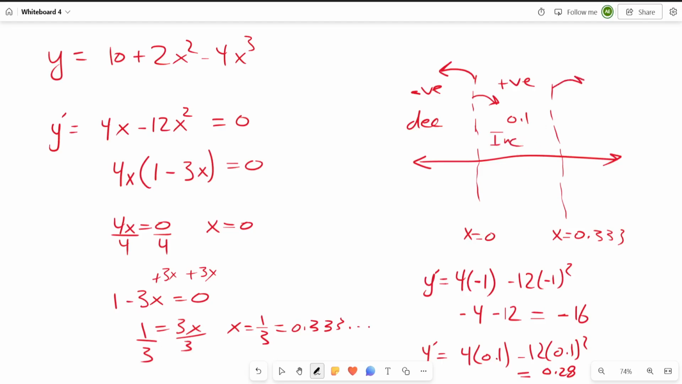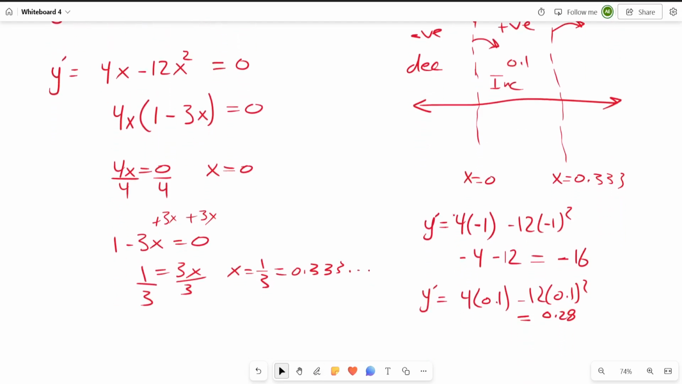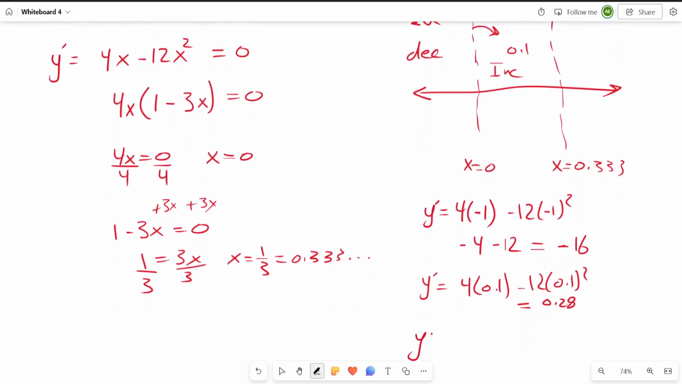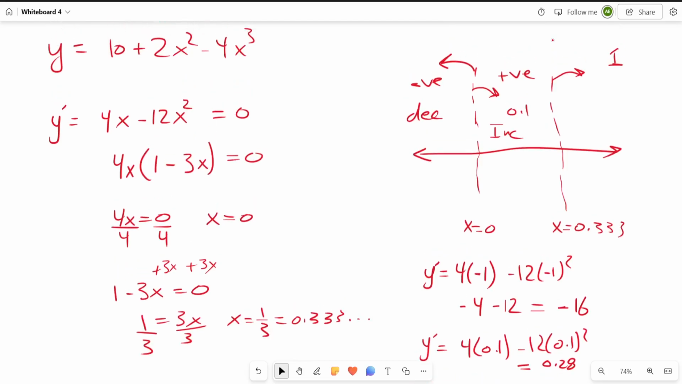And let's test another part, which is to the right of 0.333, and that value could be 1. So y dash equals 4 times 1 minus 12 times 1 squared. So 4 minus 12 is -8. So this also gave me a negative answer. So I know that this part is decreasing.